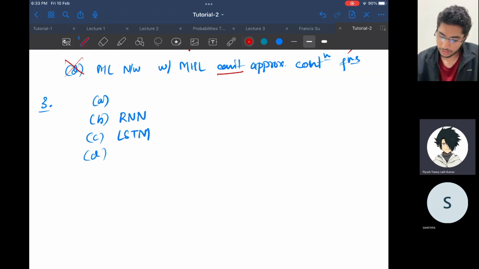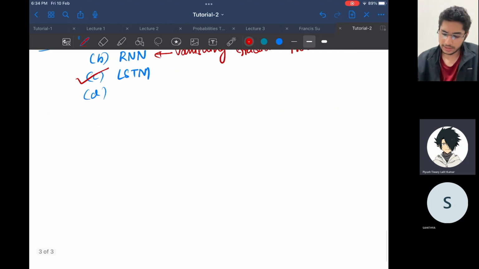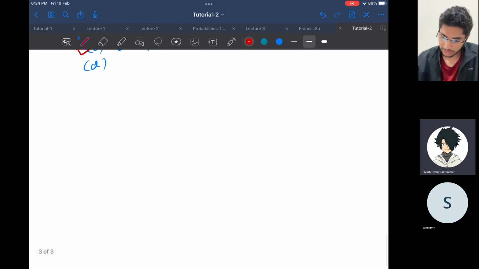However, RNN suffers from something called the vanishing gradient problem, and hence it cannot solve complex long time lag tasks. So the only correct option here is that of LSTM. So these are just like GK questions, like you just remember things and sort of answer it.